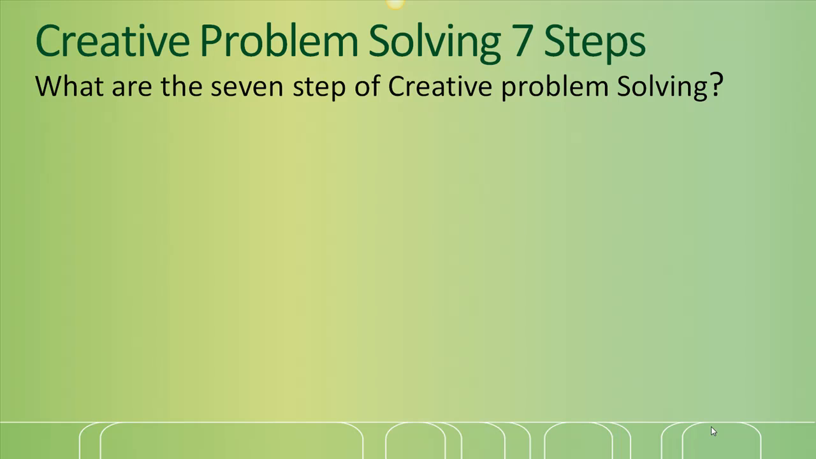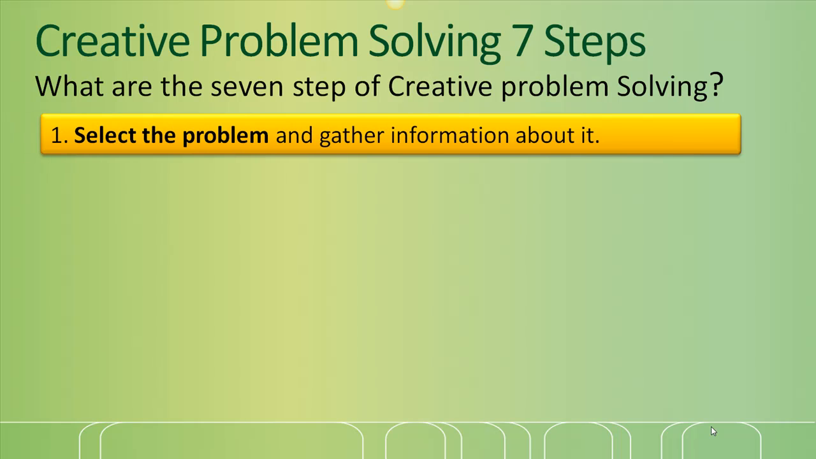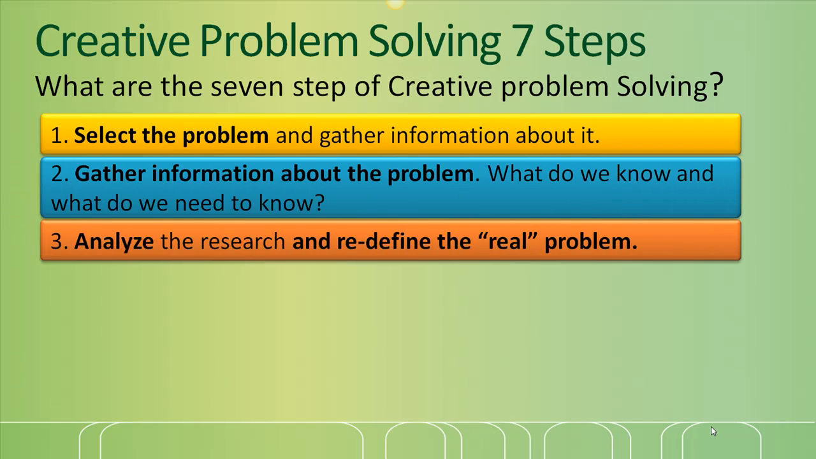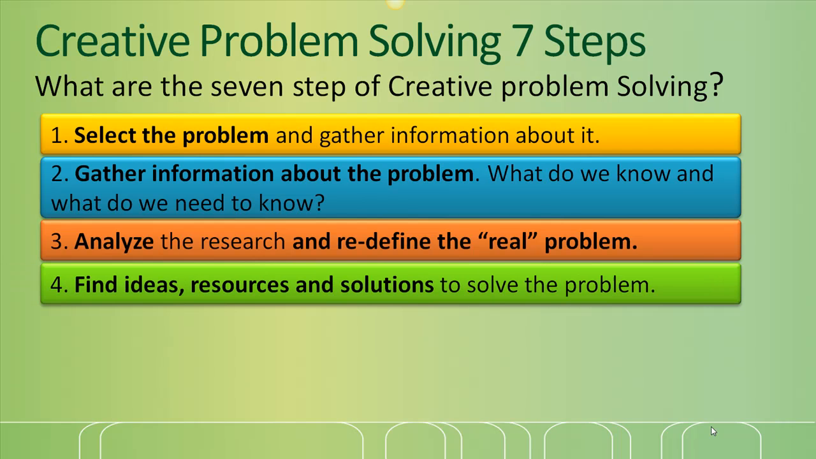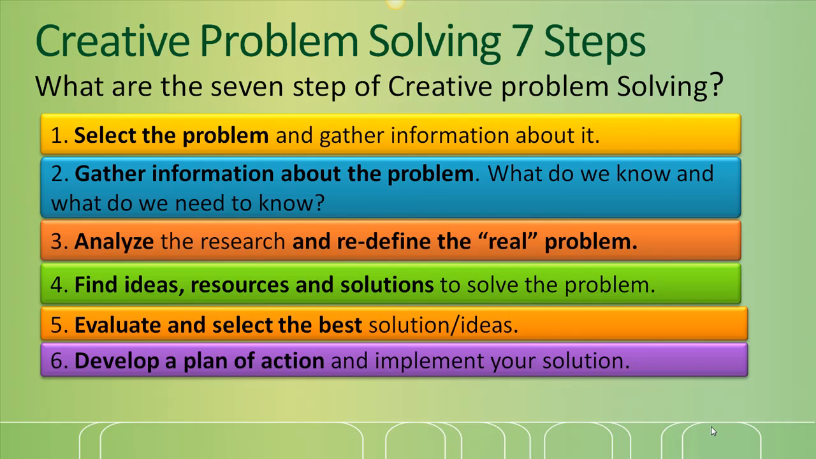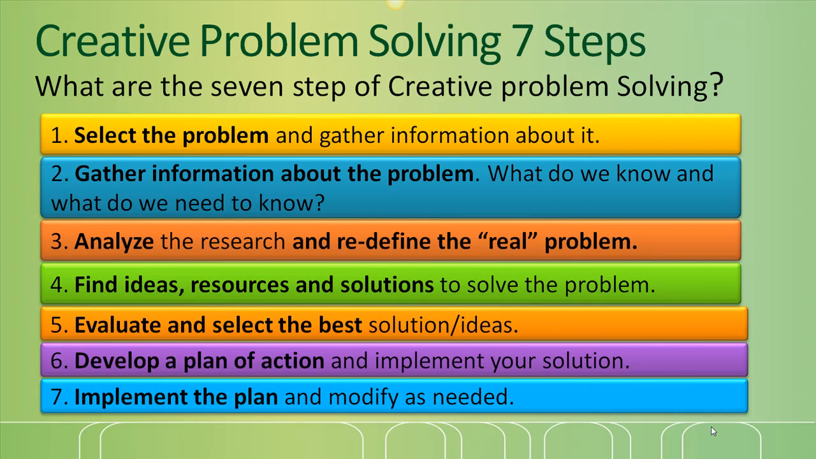What are the 7 steps of creative problem solving? Step 1 is select the problem. Step 2 is gather more information about the problem. Step 3 is analyze and redefine the problem. Step 4 is find resources, ideas, and solutions to solve the problem. Step 5 is evaluate and select the best ideas and solutions. Step 6, develop a plan of action. And Step 7, implement the plan. Now we're going to talk about each one of these steps individually.